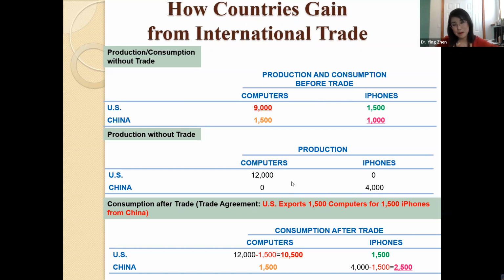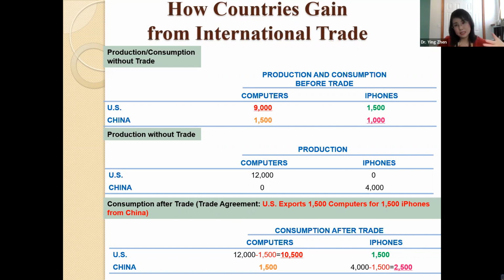US only produces computers, China only produces iPhones, but this is a complete specialization because we want to compare the consumption level. We want to know the end result. So we just assume they will have a complete specialization. And then here we can see, Hubbard and O'Brien just directly provide a trade agreement, which is US exports 1,500 computers for 1,500 iPhones from China. So it's like 1 for 1.